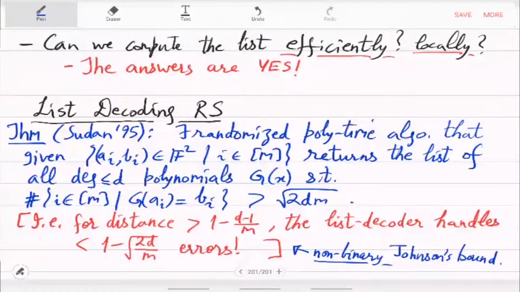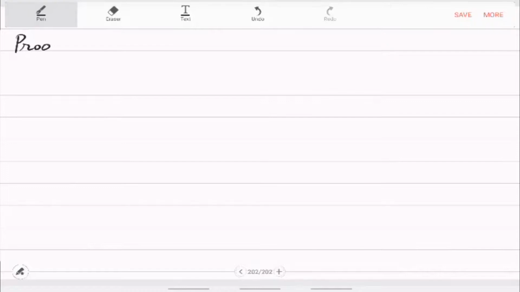Okay, so in Johnson bound we are talking about half minus delta and half minus epsilon. This is the non-binary version of that, you can say, but it's very good. Okay, this is able to handle a lot of errors. It seems that the errors can be close to 100%, still it is able to give you the list. It's so good. So how do you do this? What is the idea?